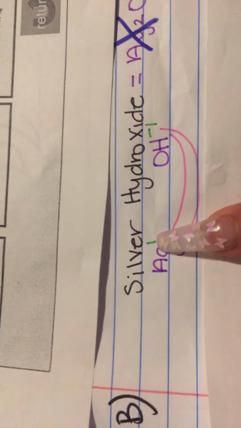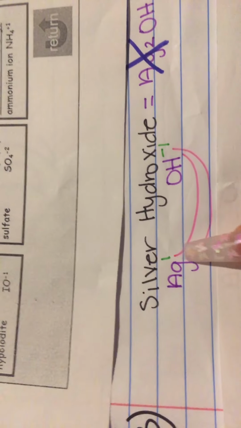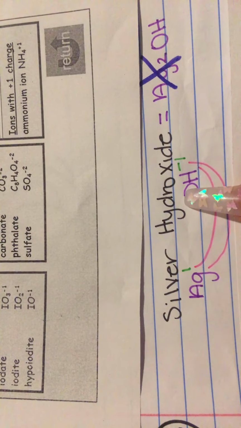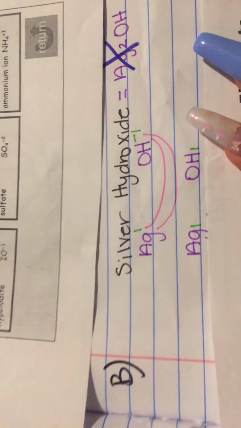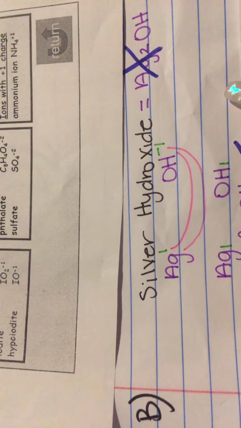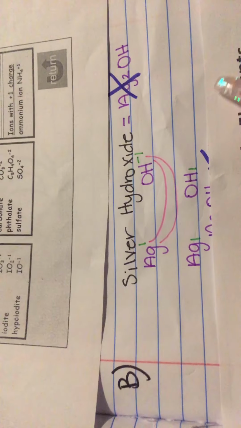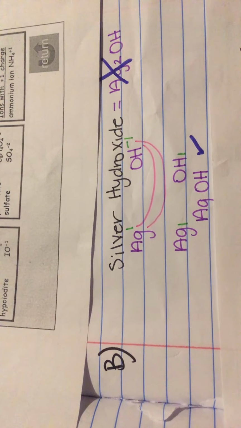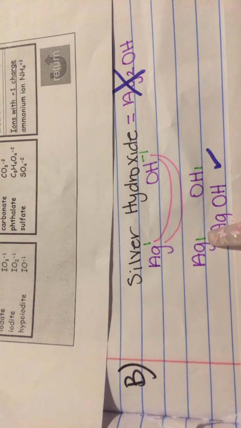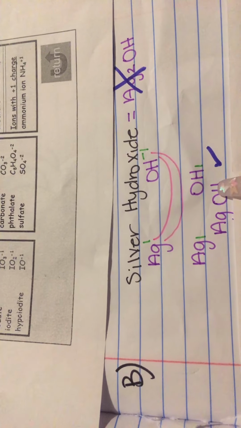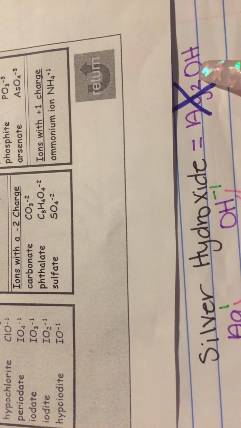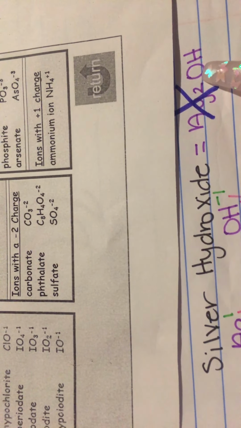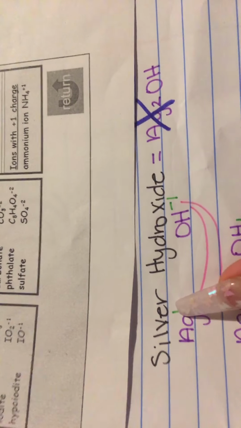As proven here, Ag with the positive 1, OH with a negative 1. We want to switch these around as well, drop the negatives and the positives, so it would look like this. Ag1, OH1. So we know 1 and 1 can cancel out because it's a positive and a negative. Those would cancel out, and it will look something like this, AgOH. This is correct because we canceled these out, so nothing would be behind nor in front of these. This is wrong because this is telling you that Ag has a positive 2 charge and OH, and we know that Ag has a 1 charge.